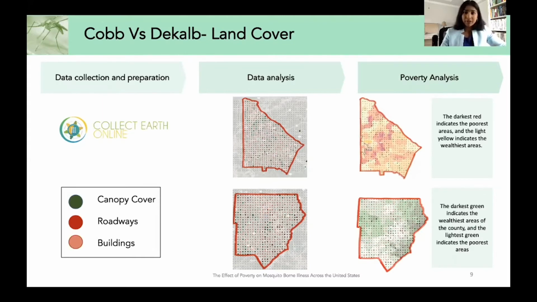Cobb and DeKalb have very similar distributions of land cover elements. And as for poverty analysis, the land cover elements were mapped over a poverty map for both counties to better understand what land cover elements are present where. This is useful for future research with mosquito-borne diseases.